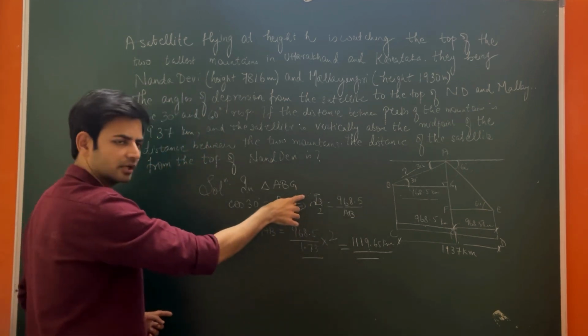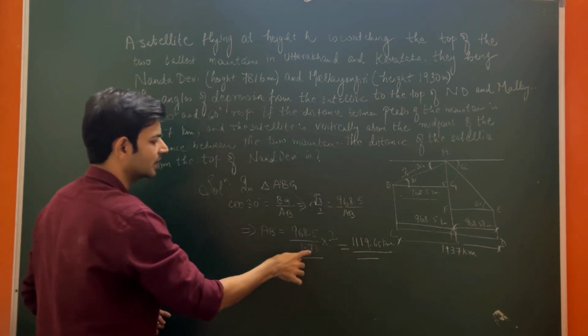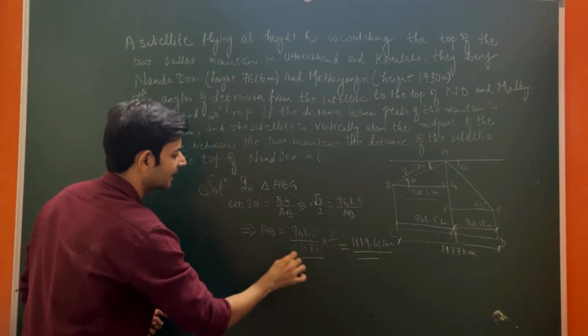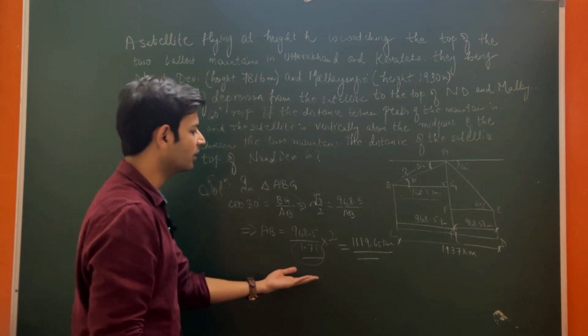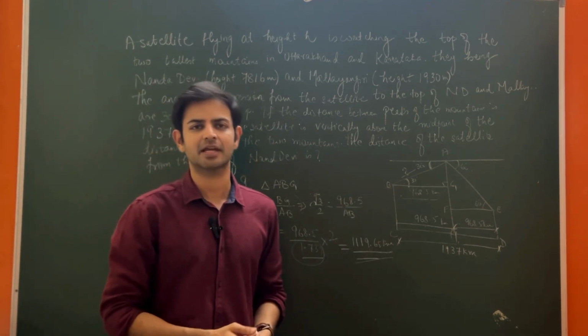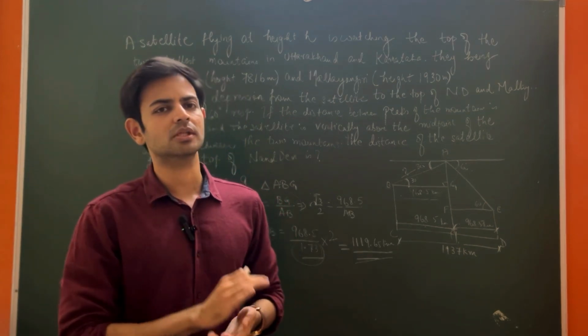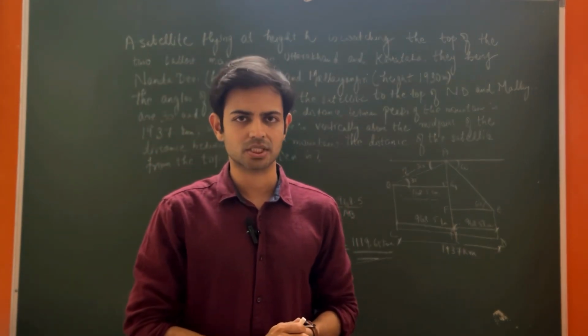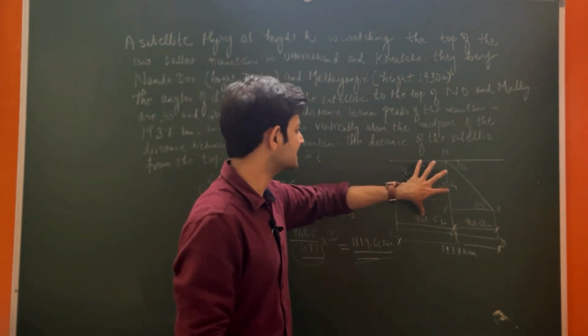We'll just take AB on the other side and 2 and root 3 on the other side. So root 3 we put the value as 1.73, and when you solve it, you'll get the value as 1119.65 kilometers.